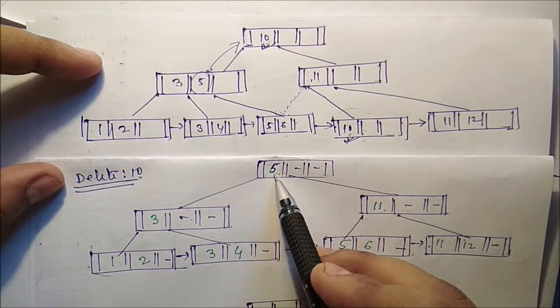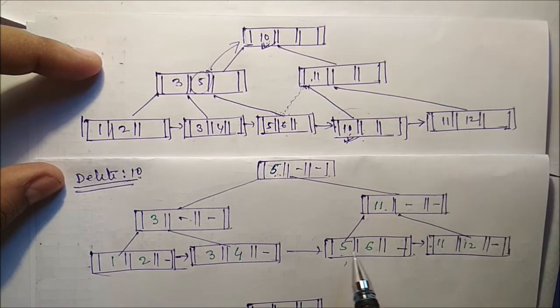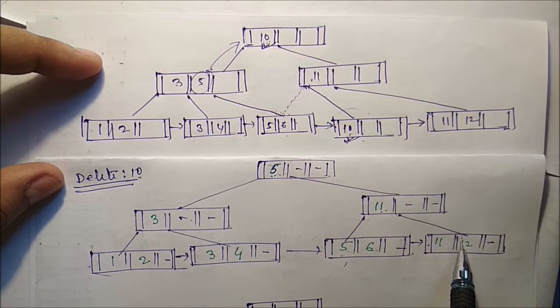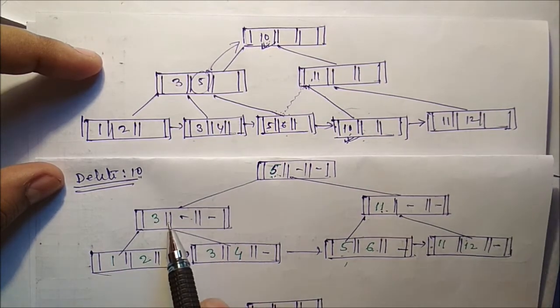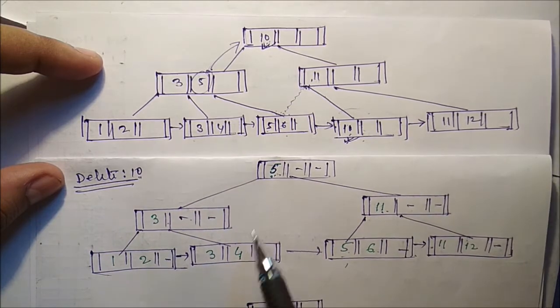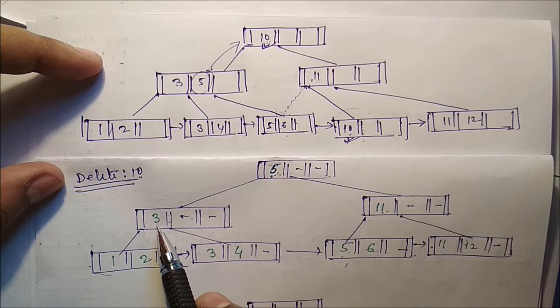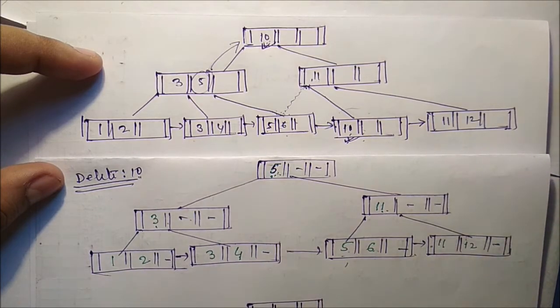It is 5. You can see 5 and 6 is less than 11 but greater than or equal to 5. 11, 12 is greater than or equal to 11. 3 is less than 5. 3 and 4 are less than 5, but greater than or equal to 3. So in this way you can delete 10.